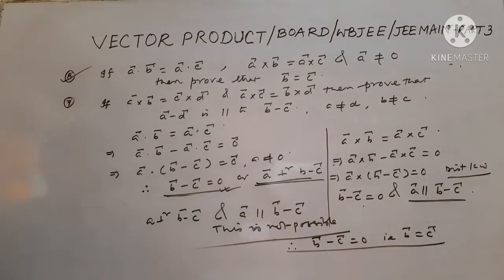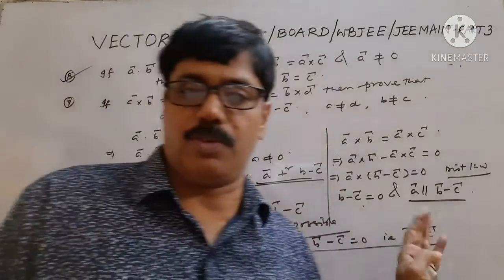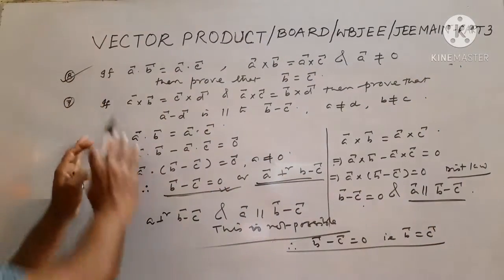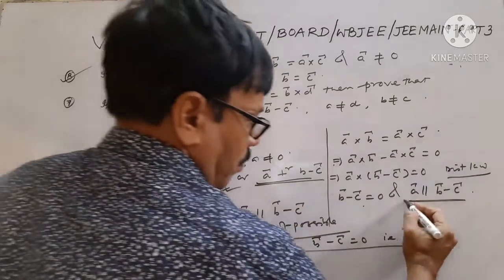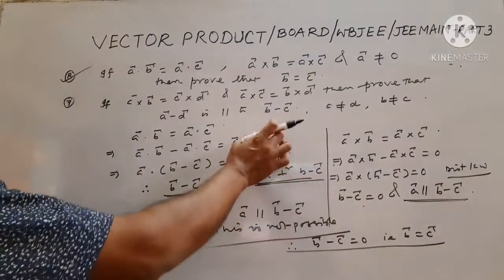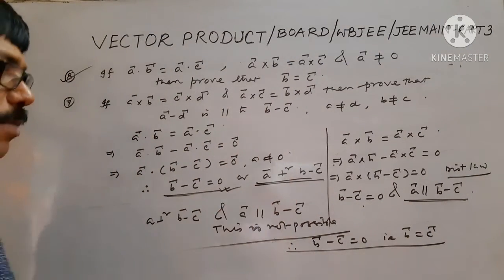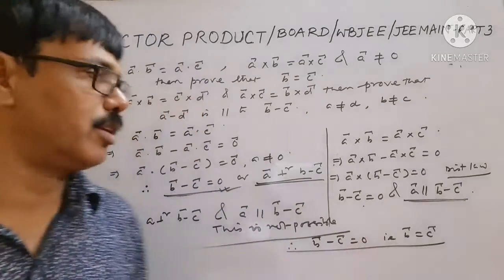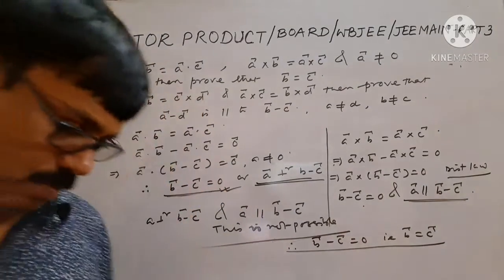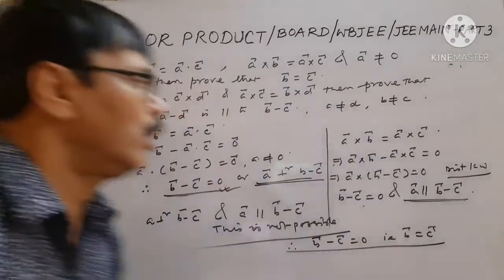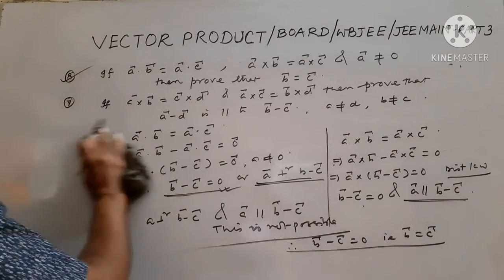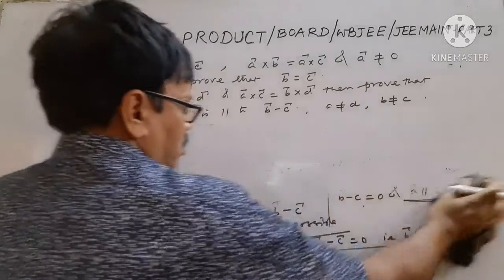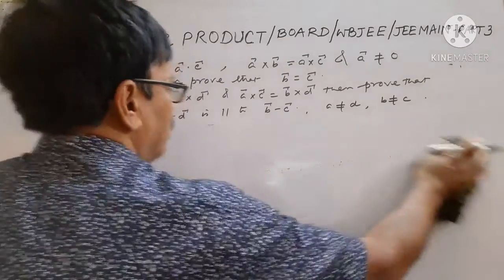So use of cross product is distributive and dot product is distributive. Cross product 0, A parallel to B minus C, dot product 0, perpendicular to B minus C. So, theoretical problem. Next, problem number 7. So, this is also the same type of problem.